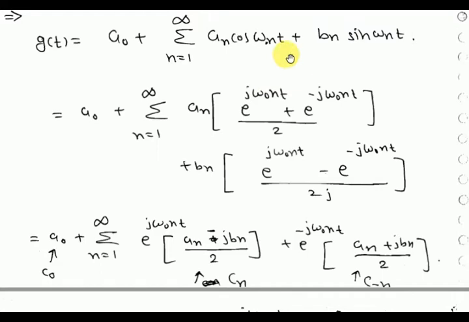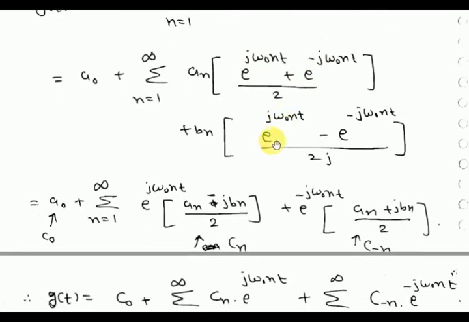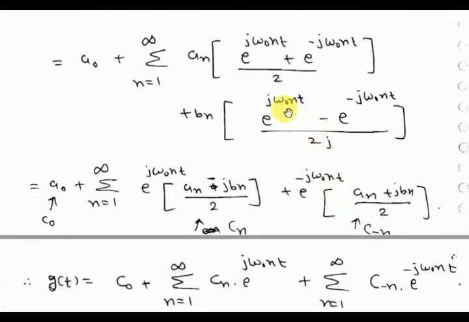As we know, cos omega naught nt equal to e to the power j omega naught nt plus e to the power minus j omega naught nt divided by 2, meaning cos theta is equal to e to the power j theta plus e to the power minus j theta by 2. Similarly, sin theta equal to e to the power j theta minus e to the power minus j theta by 2j. Now we have to take common e to the power j theta from here, and e to the power minus j theta from here.